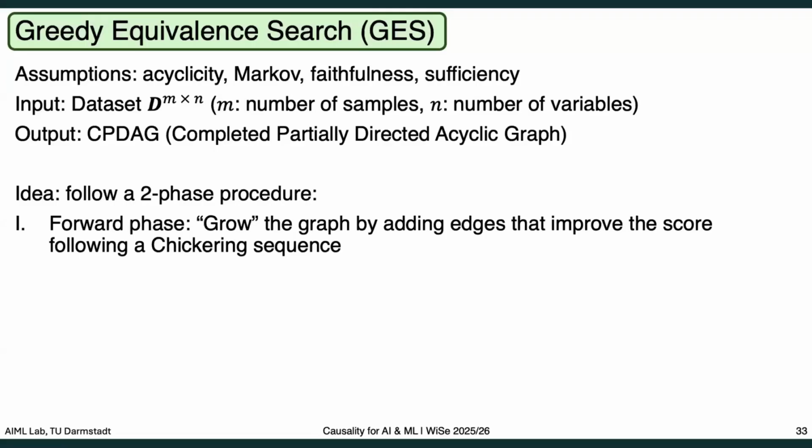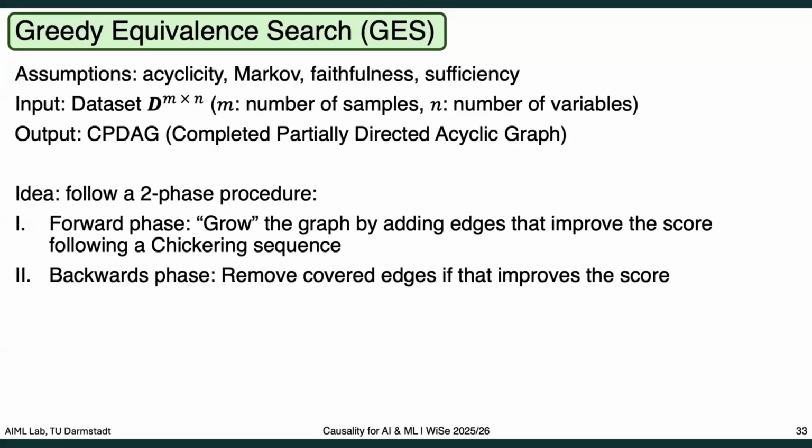Forward phase, we start with an empty graph in this case. So we don't start with a fully connected one as for PC, but we start with an empty one, full independencies, but then grow the graph by adding edges more and more, such that the data better matches the graph. So this then goes back to the Bayesian information criterion, where we get a better approximation of the likelihood if we have correct edges. And this follows then a triggering sequence.